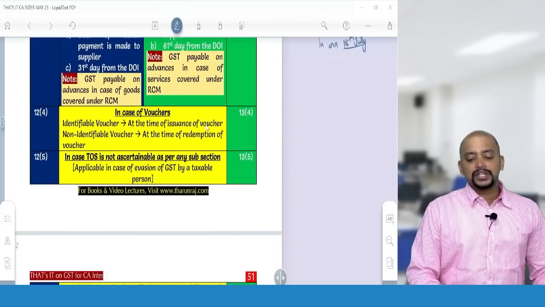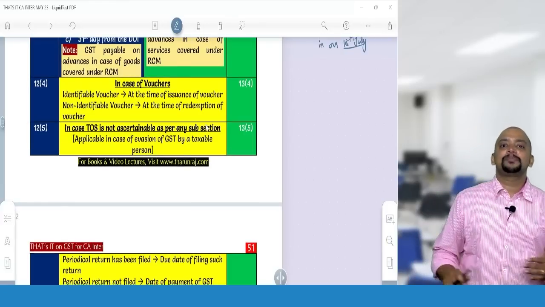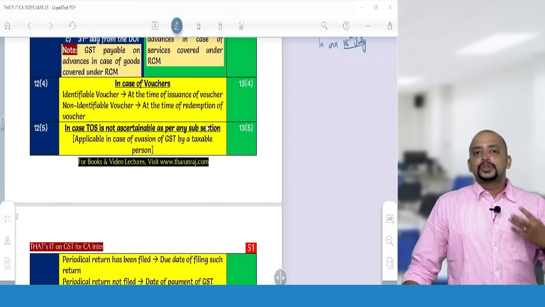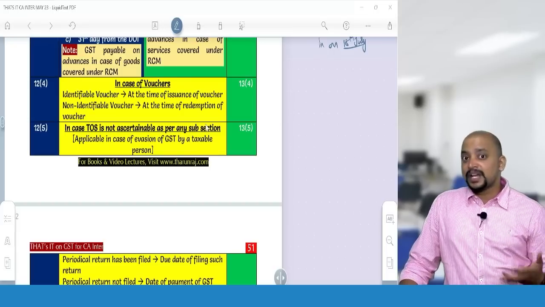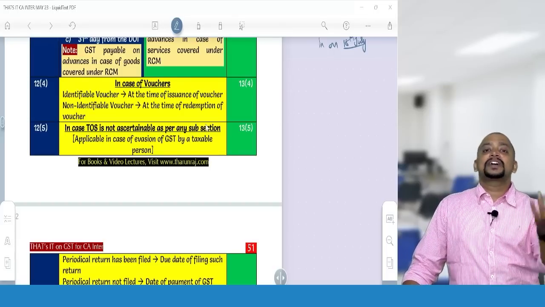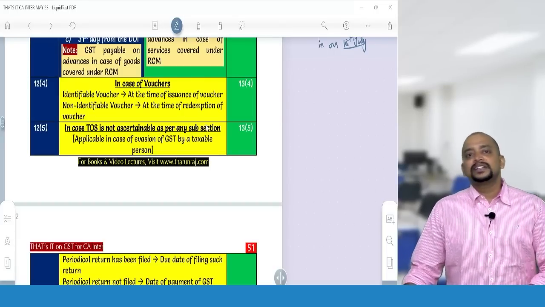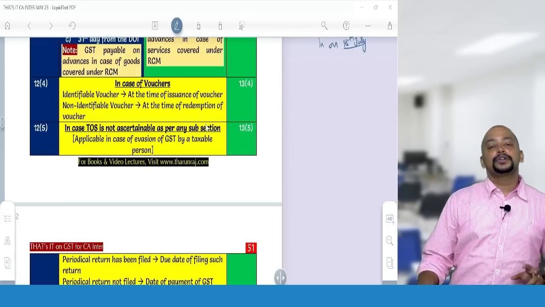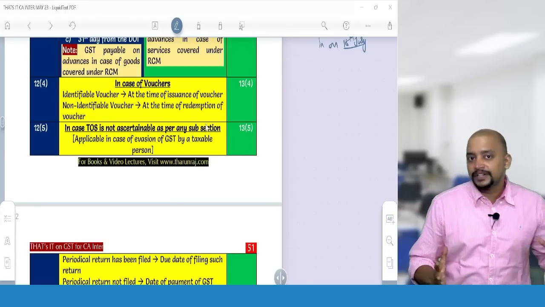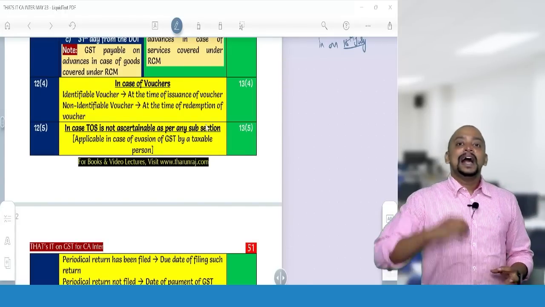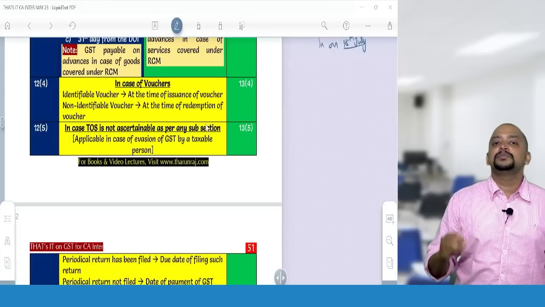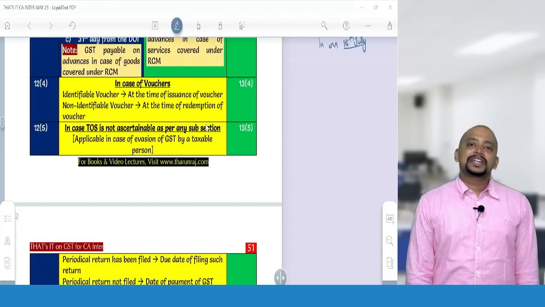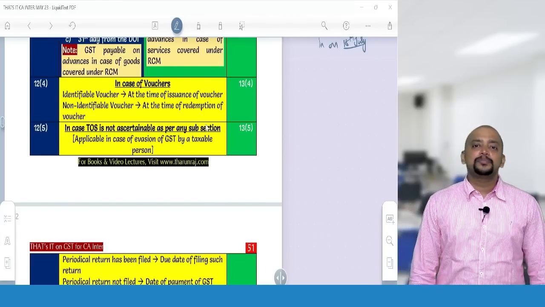Then 12 subsection 4 and 13 subsection 4 are applicable in case of vouchers. Vouchers are instruments given by the supplier to the recipient, which will be accepted instead of consideration. So instead of money, the vouchers will be accepted as consideration. These vouchers are divided into two: identifiable voucher and non-identifiable voucher. Identifiable voucher means the product or service against which it is redeemable is mentioned on the voucher. Non-identifiable voucher means it can be redeemed against any product or service.